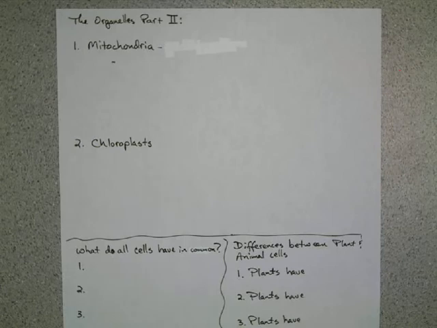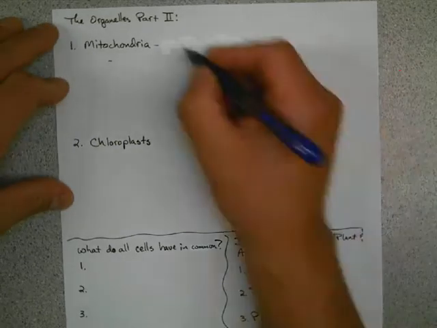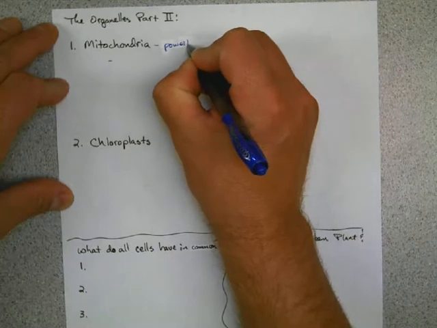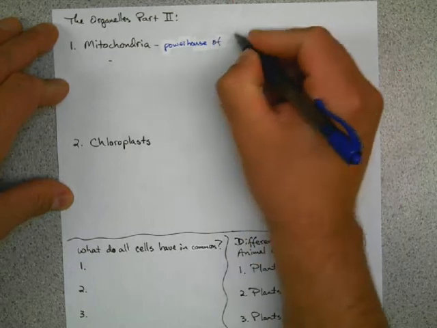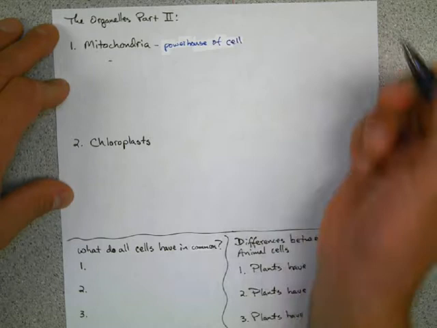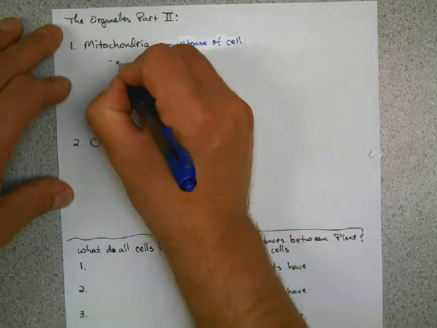Today's lesson is going to be on the organelles part 2, and we're going to focus on the mitochondria and the chloroplast. The mitochondria is known as the powerhouse of the cell, and it's called the powerhouse of the cell because it's where most of the energy is made. And remember, the energy is going to be in the form of ATP.